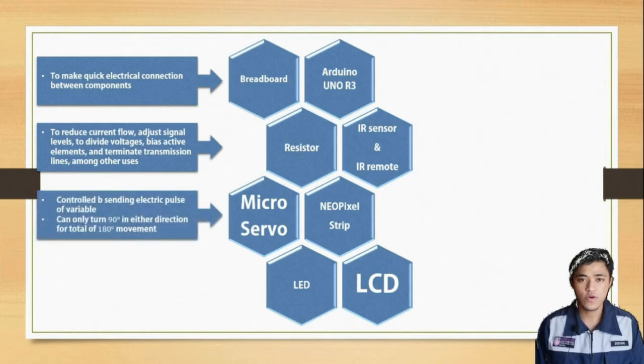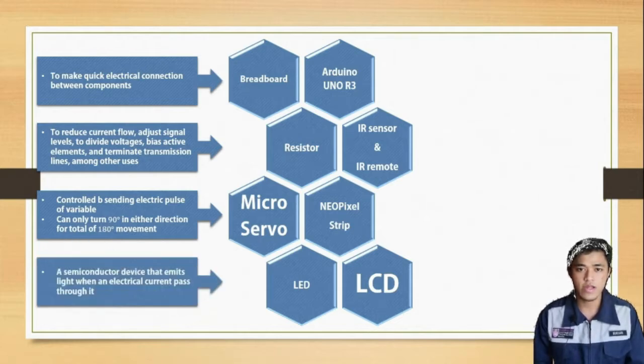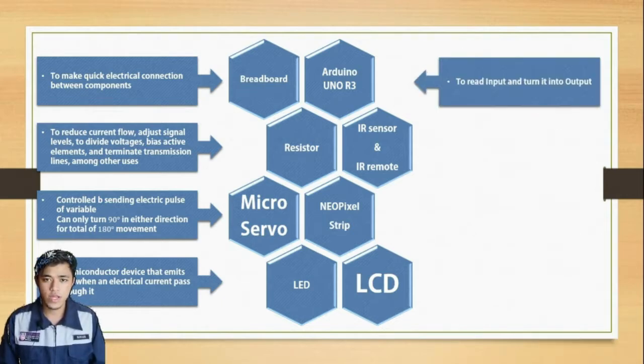The micro servo is controlled by sending electric pulses of variable width. It can only turn 90 degrees in either direction for a total of 180 degrees of movement. The LED is a semiconductor device that emits light when an electrical current passes through it. Arduino boards are able to read input and turn it into output, such as activating a motor.